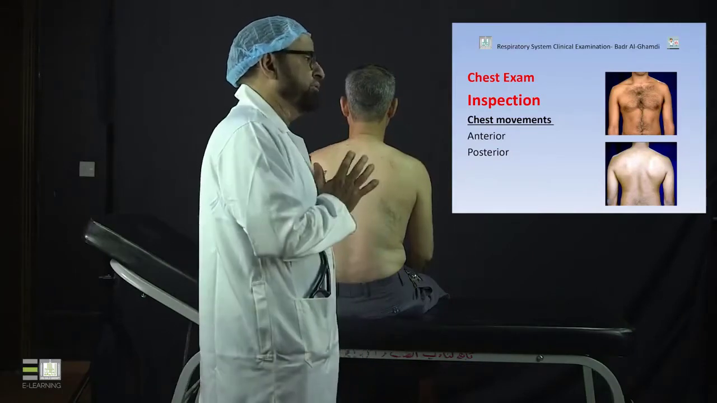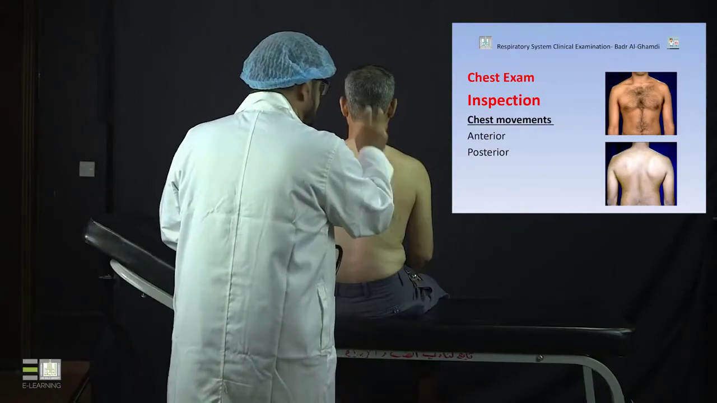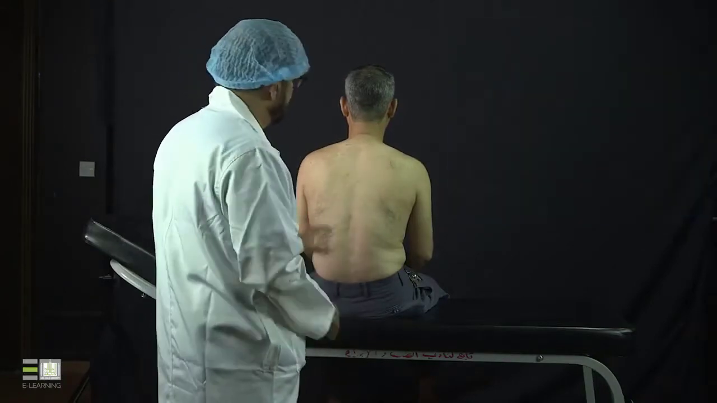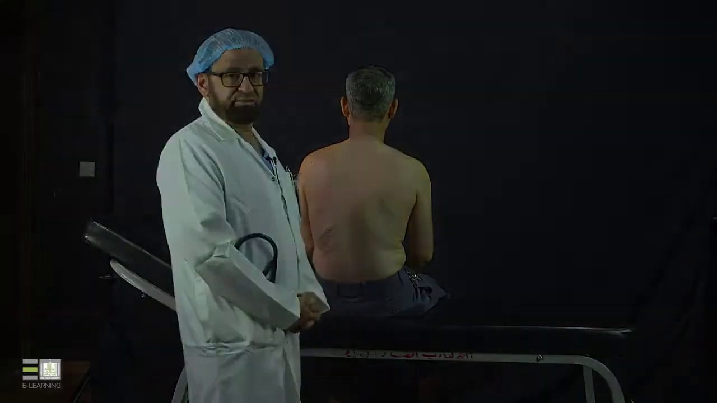This is a very important point to discover if you find it early, because it indicates that the pathology is in the side where you have chest movement limitations.